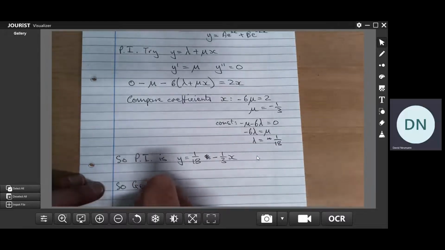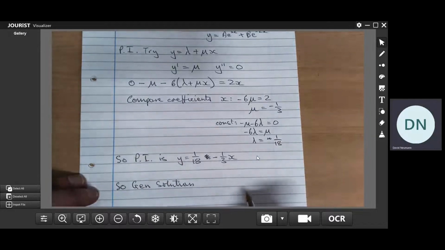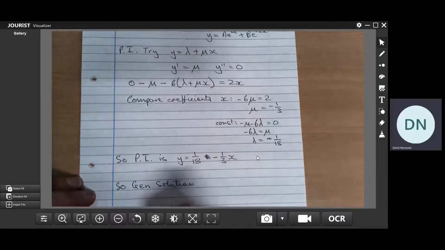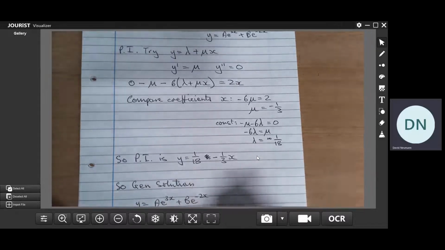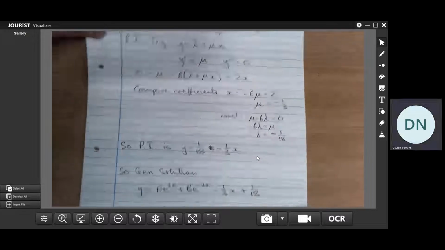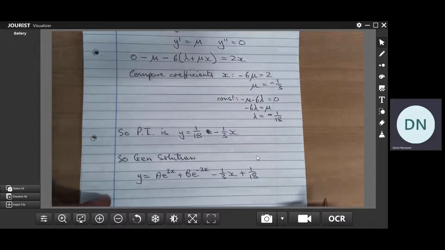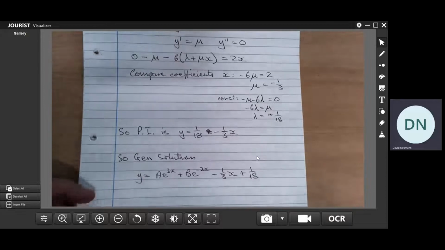So the general solution is, again, we've got our complementary function plus our particular integral, so that's y equals A e to the 3x plus B e to the minus 2x minus a third x plus 1 over 18. And if you check by differentiating, you will find that that is a solution to the equation we started with.